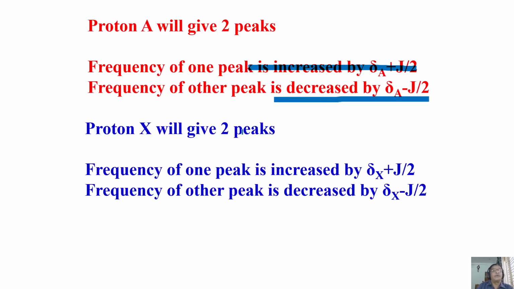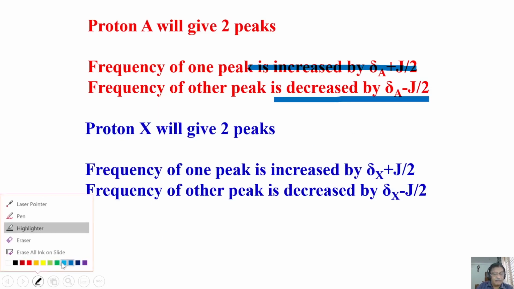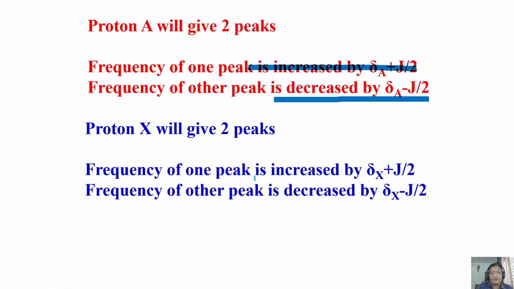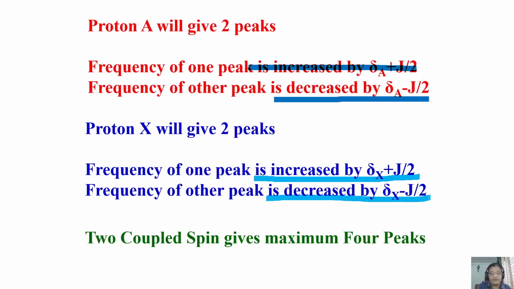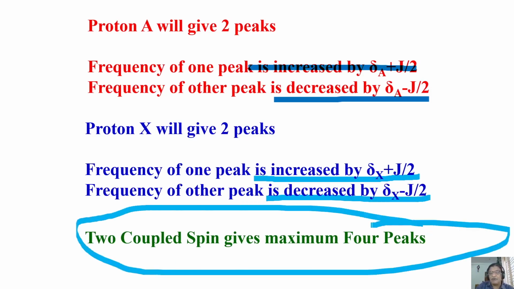Now go to the next one. Proton X also gives two peaks. In this case, what is happening is the frequency of one of them is increased by J by 2, the other is decreased by J by 2. Please do not get confused. Now, in this coupled case also, 4 transitions are there, but the 4 are distinct. It will give you the coupling information, unlike in the previous example.